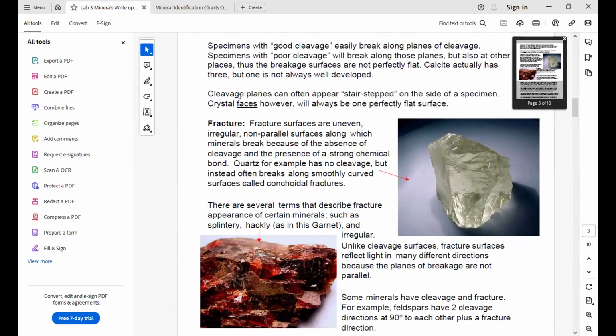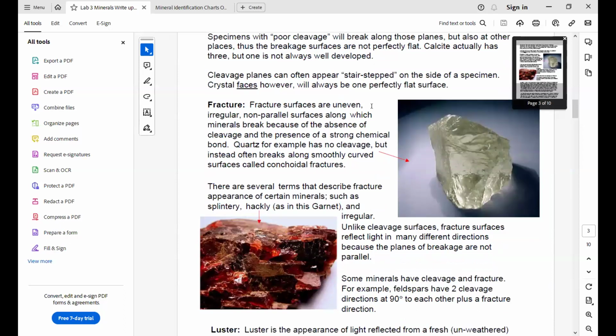Okay. So one thing I say up here is that cleavage planes can often appear stair-stepped on the side of a specimen. So they might not look like one even plane, but I'll explain when I talk about luster how you can tell if they are indeed all just parallel planes to each other, and then it would be cleavage, all those tops of the stairs, if you will. So if something doesn't break in cleavage, it breaks with fracture.